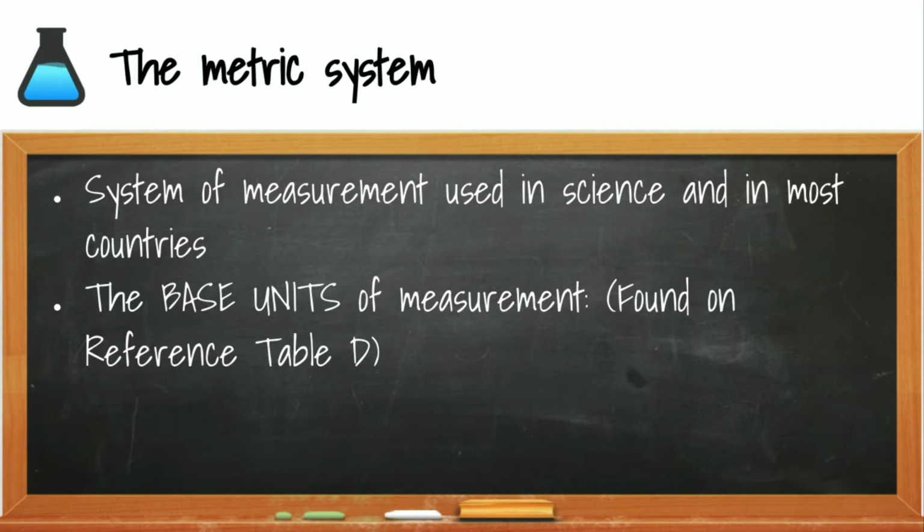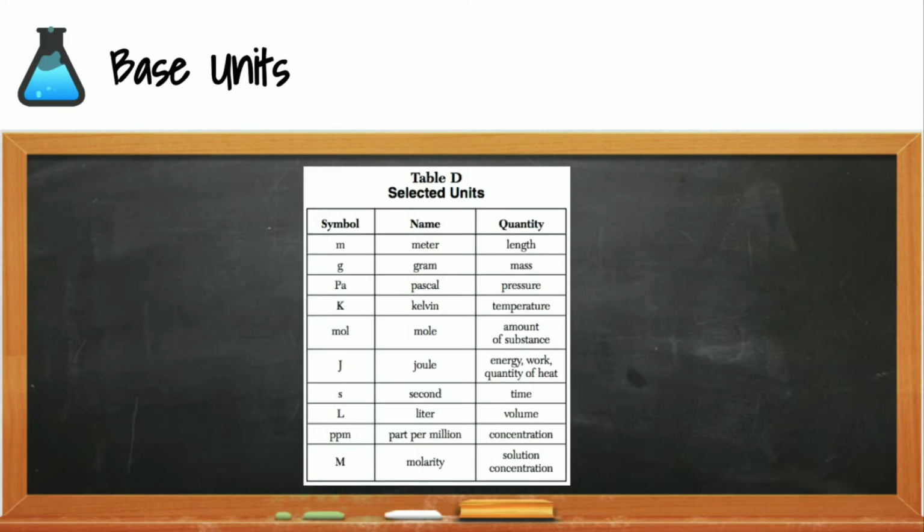Now, in the metric system, we begin with things called base units that are found on your Regents chemistry reference table. Now, here you can see some base units, and you might be familiar with some of them, but some of these base units will be new. Again, if you're unsure what a unit is measuring, just look it up here on your reference table.